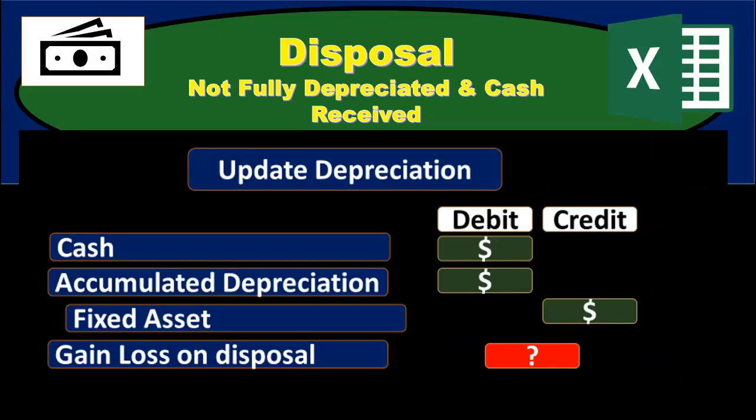In this presentation, we will record the disposal of property, plant, and equipment for equipment that is not fully depreciated and for which we are going to receive some cash at the point of disposal. When we think about the disposal process, we want to think about the steps to go through that will fit just about any type of disposal process.